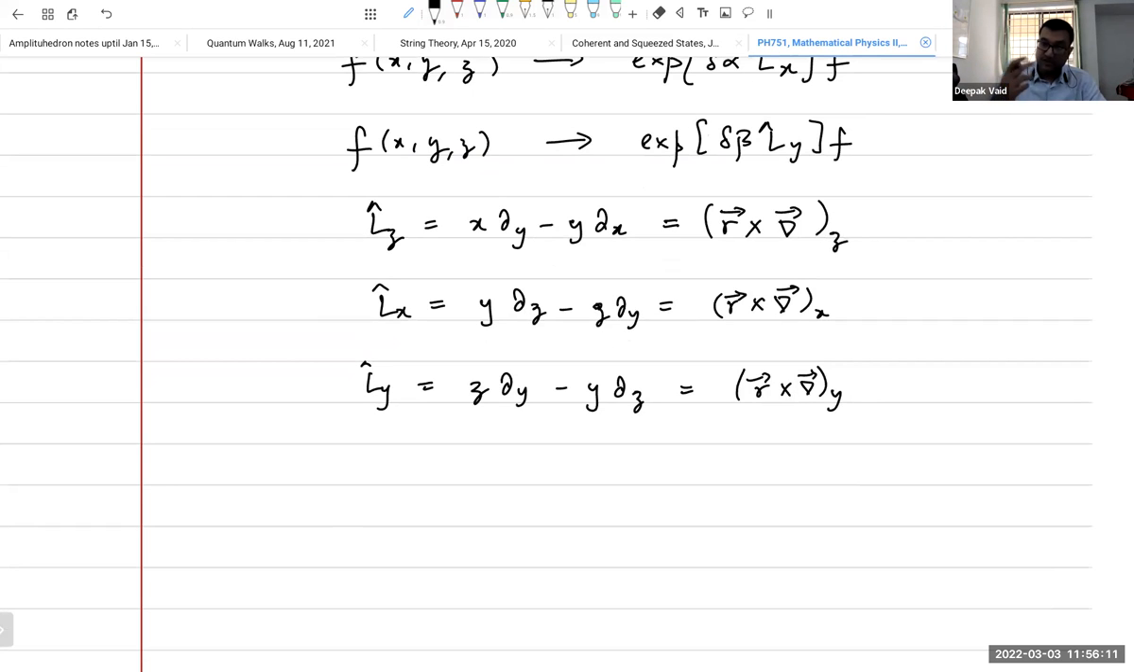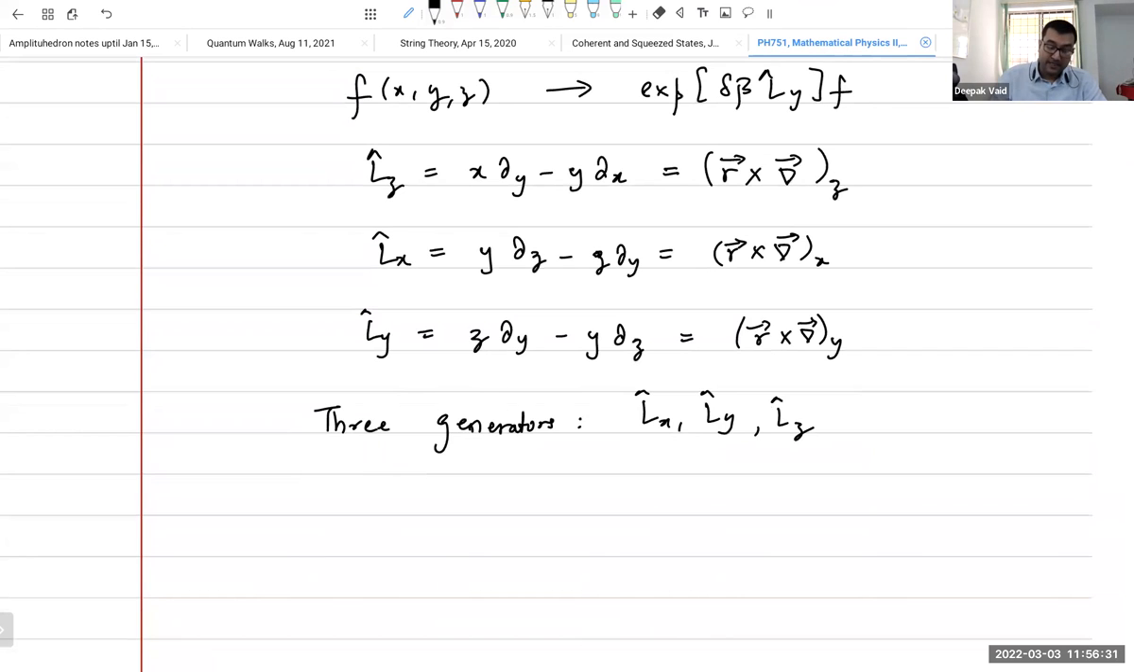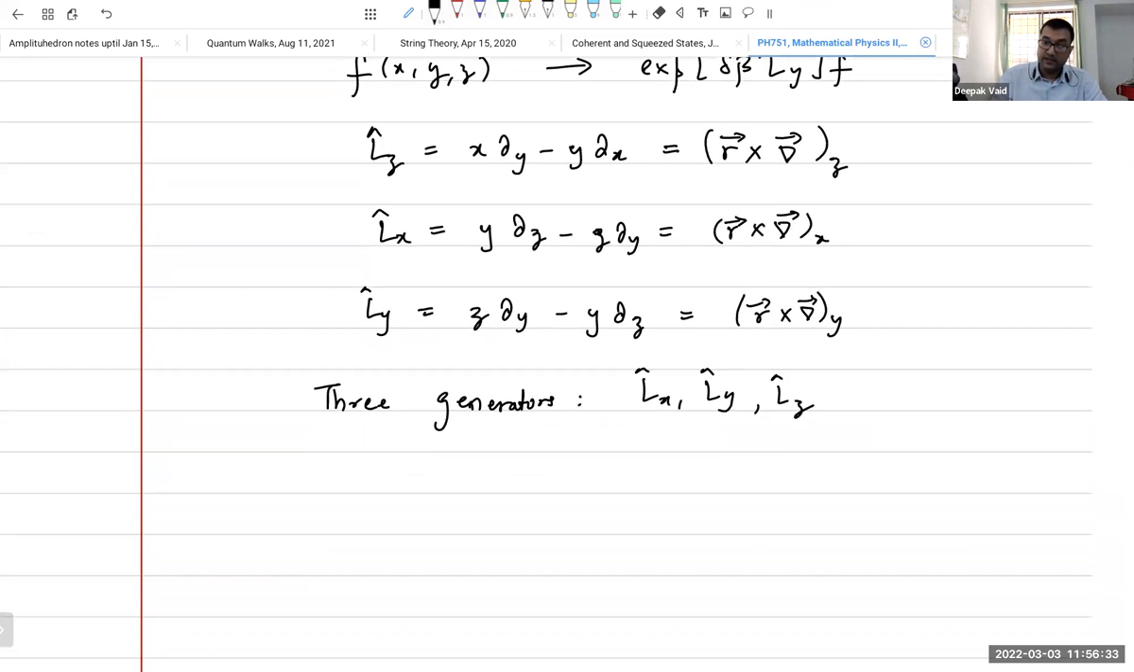So now we have these three generators: Lx, Ly, and Lz. But there is an issue. What is the issue?